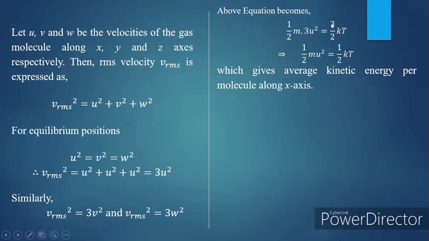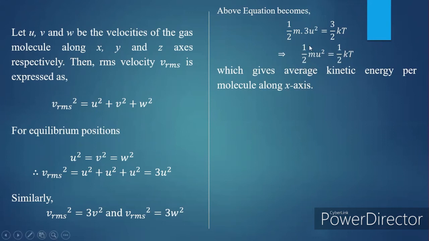The velocity will be equally distributed. Half m u square is equal to half kT. This corresponds to the same velocity along the x-axis, which gives the average kinetic energy per molecule for an equilibrium situation. Half m u square is the kinetic energy, and it will be equal along each axis.